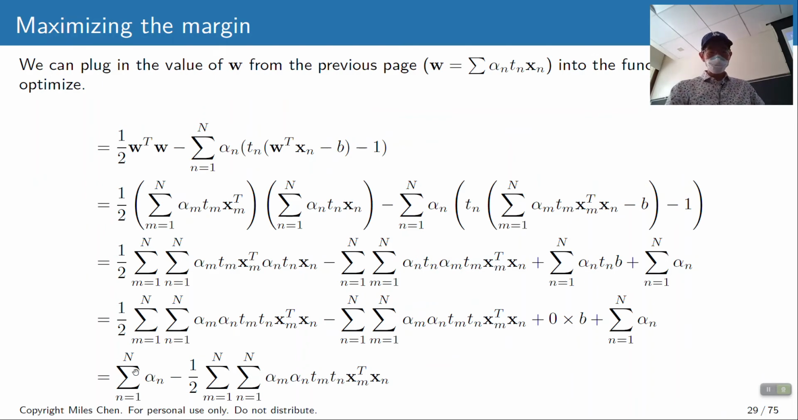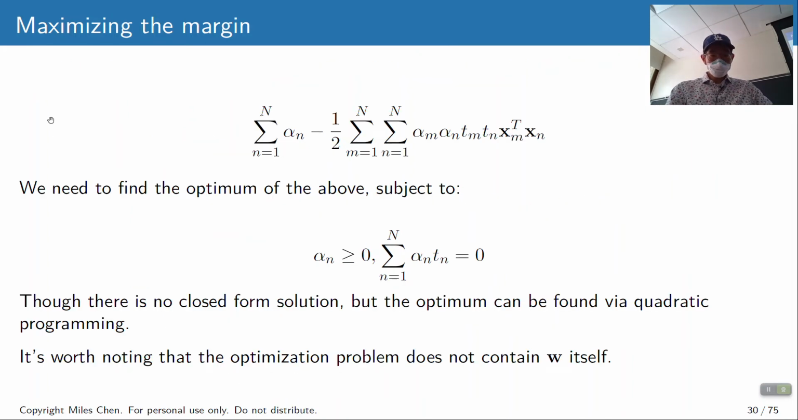These two things combine, so now we have the sum of the alphas is equal to minus 1/2 of all of this, all right? And again, this is what we're trying to do. We want to find the optimum of this subject to the constraints that every alpha has to be greater than 0, and the sum of all of these things is going to equal 0. Again, this is apparently the easier thing that we can plug into the computer, and we find this via quadratic programming.